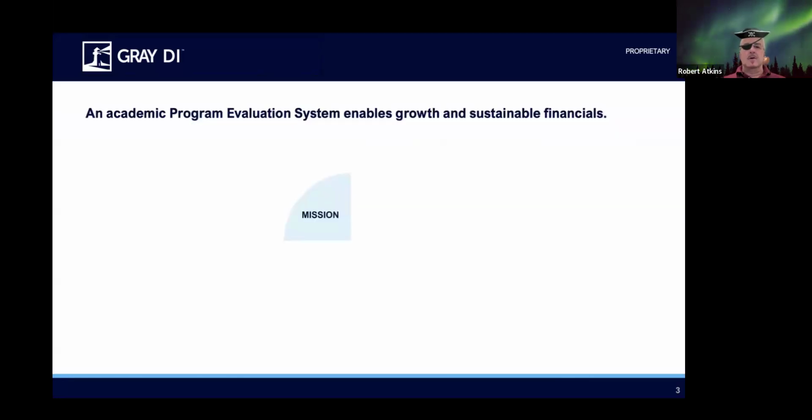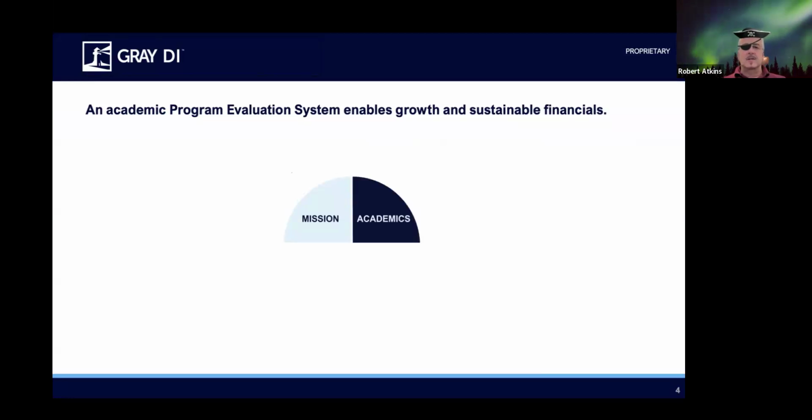When we think about a program evaluation system, it's much more than software or data. It starts with your mission. Typically, when we're working with folks, we expect them to bring that understanding, not just of the literal words of the mission, but of its real meaning to the institution. And that's an integral part of the program evaluation process.